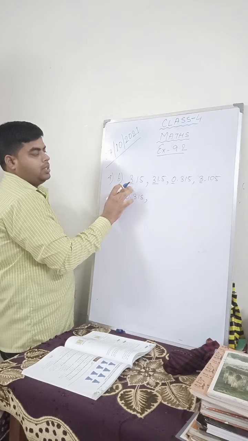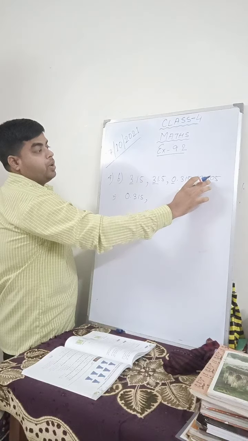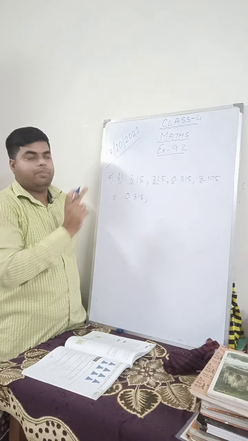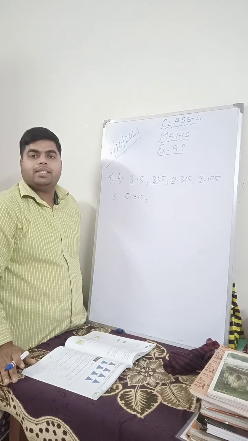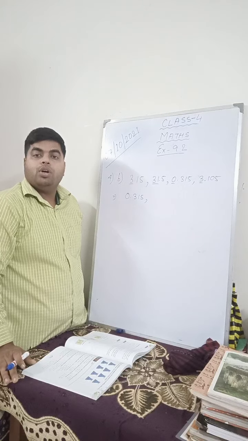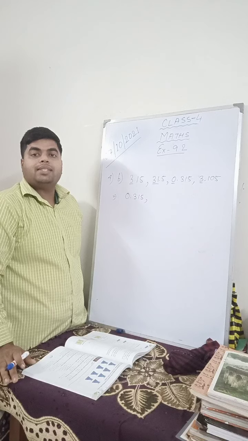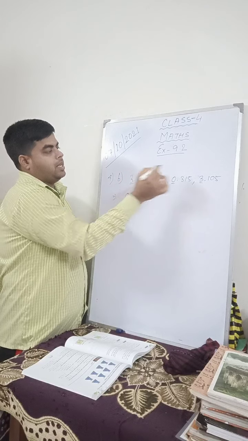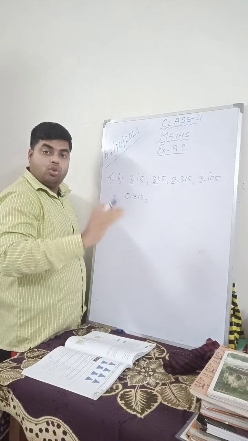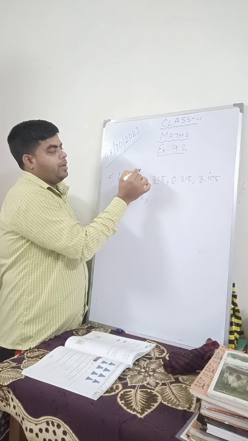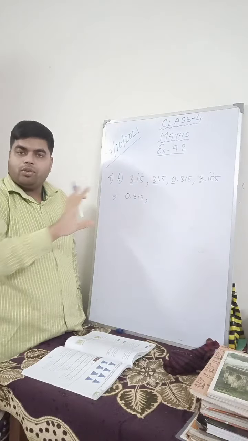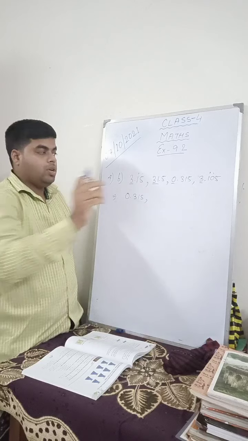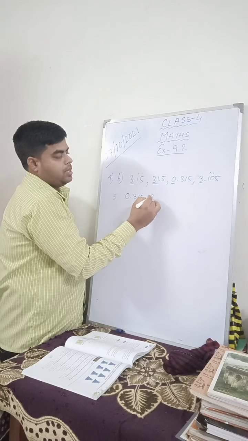Next you have 3.15 and here also 3.105. So you see, for both cases the whole number is the same. 3 is written before the decimal. So whenever the whole number is the same, go for the decimal part, that means the place after the decimal. After the decimal you have 1 in the tenths place, here also you have 1 in the tenths place. So go for the hundredths place. In the hundredths place you have 5 here and you have 0. You don't have to see anything else. 5 is greater or 0 is greater? Obviously 5 is greater. So this number automatically becomes the smaller number.